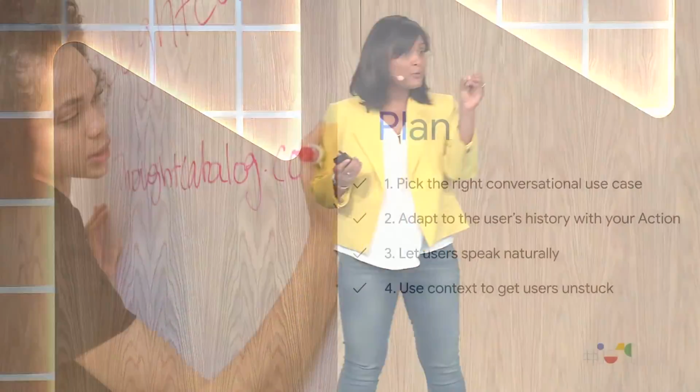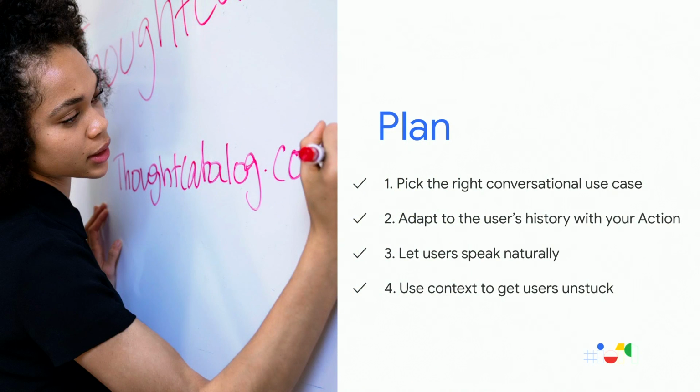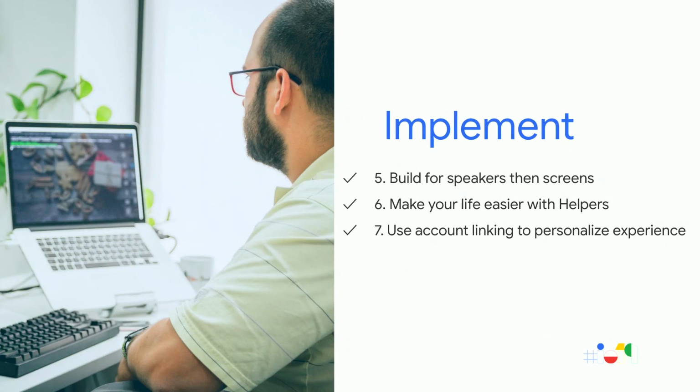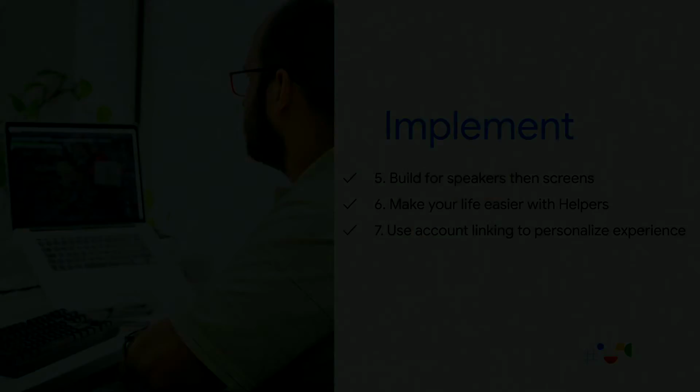They work for you. Let's do a quick recap. When you plan, make sure you pick the right use case. Let your users speak naturally and help them when they get into an error or when they get stuck. When you implement, build for speakers first, then screen. Leverage helpers when possible, and give your users a personalized experience using account linking.